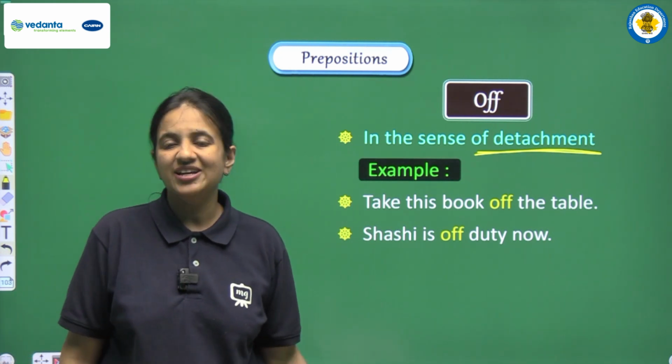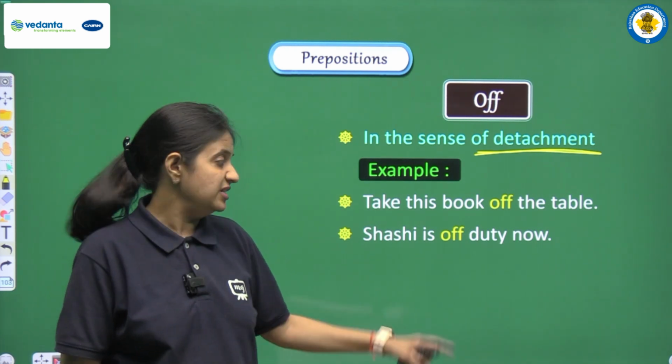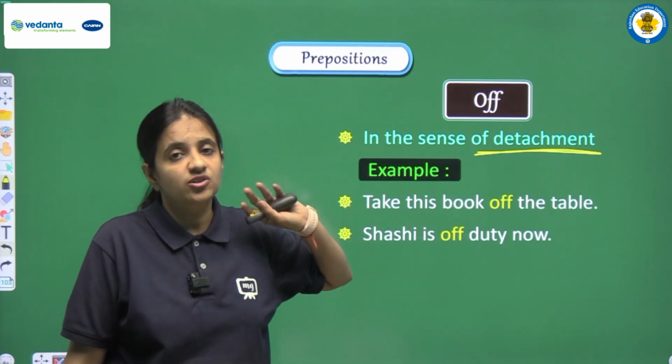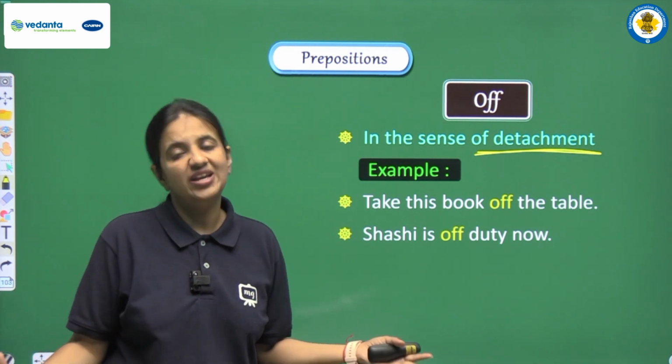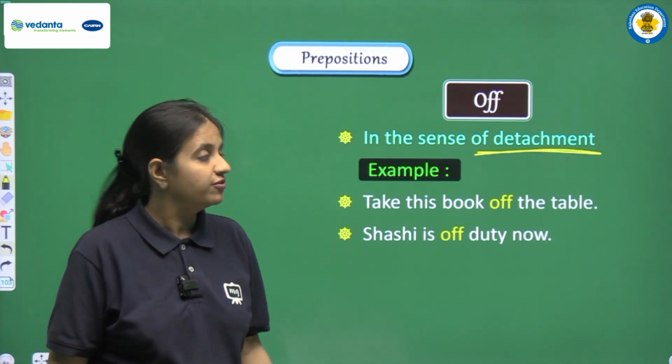So in this manner we can use of. Next is Shashi is off duty now. It means Shashi is not on the duty. So there is a kind of detachment. Okay, so we are trying to show the detachment. This is the reason we are having off.